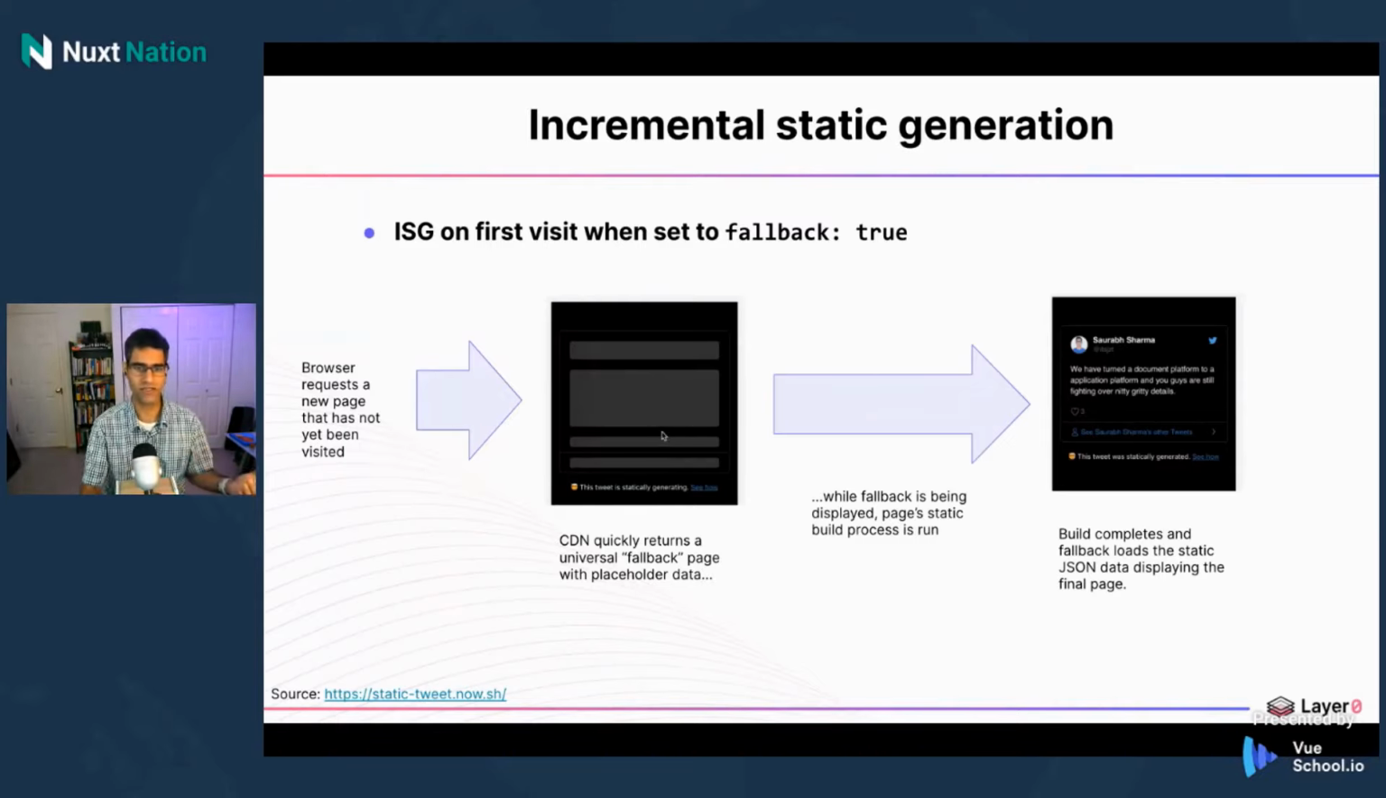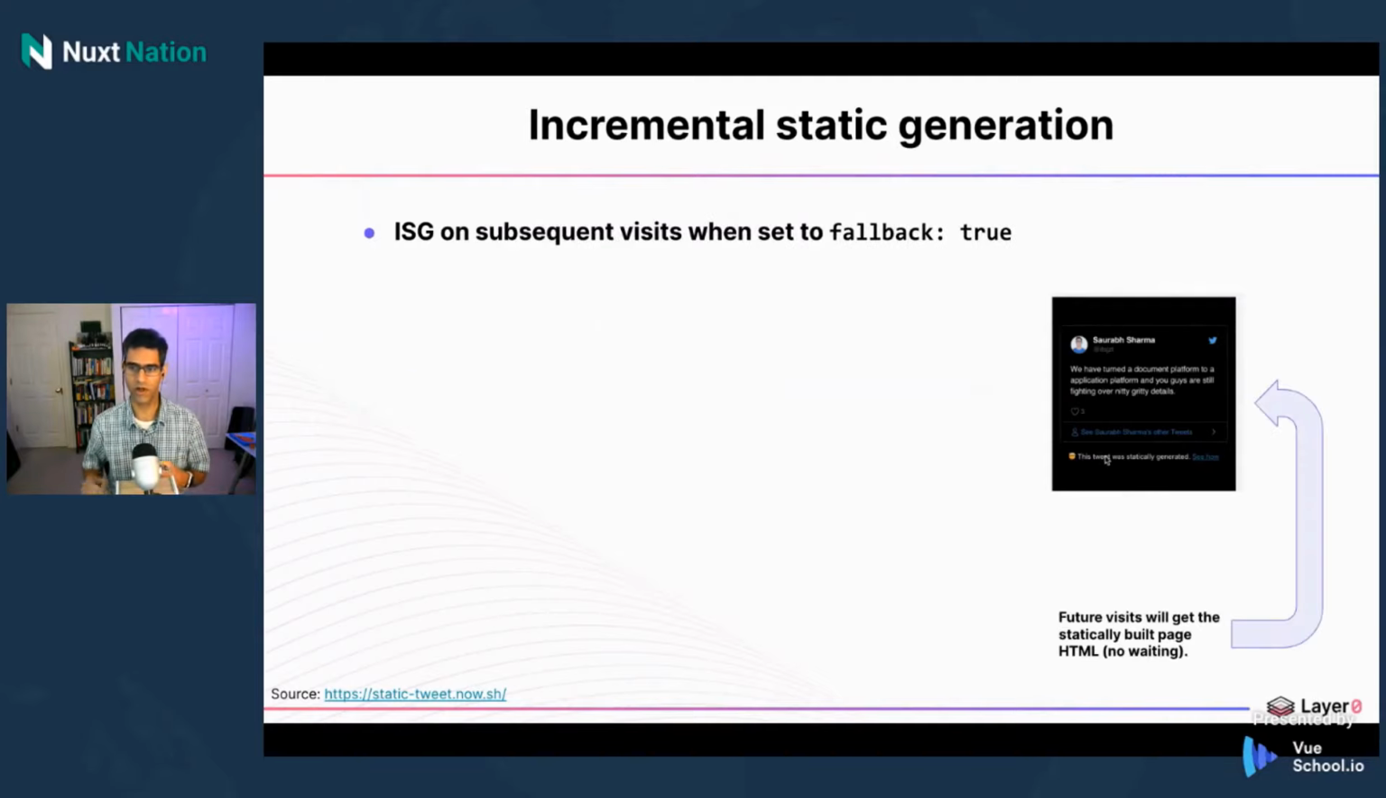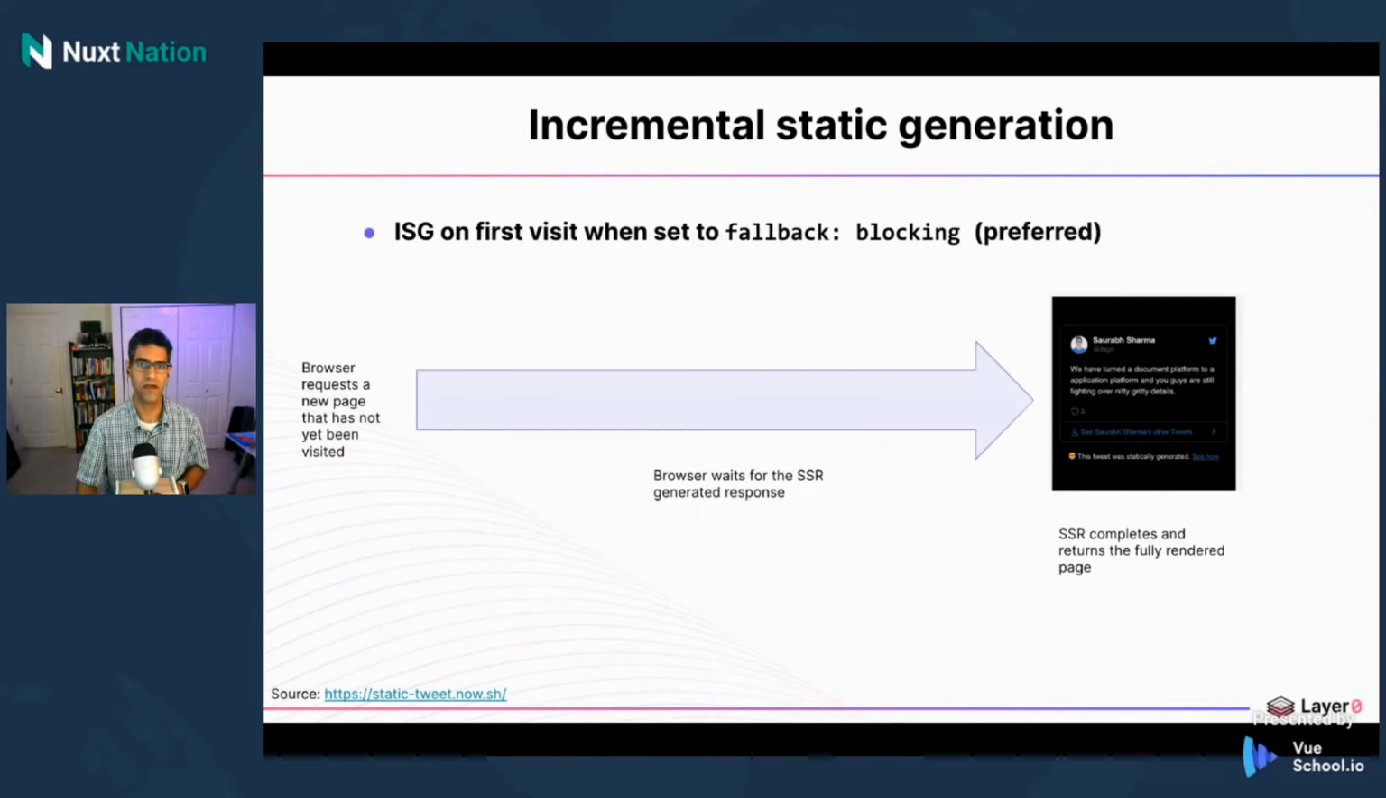So if a user requests a tweet that they haven't rendered yet, the CDN quickly returns a fallback page with just the skeleton placeholder data. And then while that's being displayed to the user, this fallback page is fetching the JSON data, and the build process for this page is actually being run in the background. And when that JSON data is finished, the page gets rendered, and now any subsequent visit will also just get the full HTML version of the page, server-side rendered with no waiting. So that's the static-type performance in every subsequent visit.